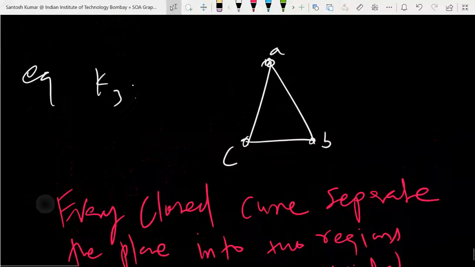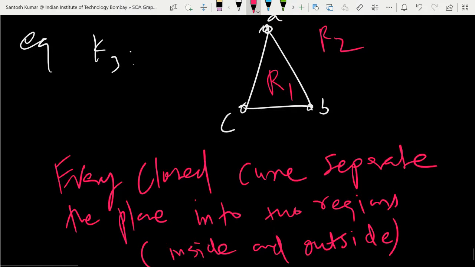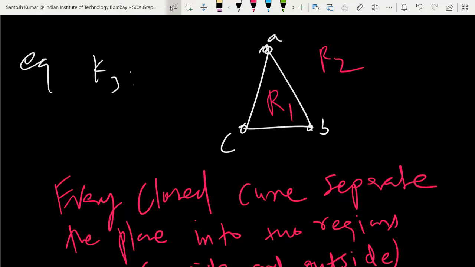So in K3, one region is this R1 and the other region is outside. You can take any region outside this triangle and call it R2. R2 is any region outside this circle. So every closed curve divides the plane into two regions, one inside and the other outside. Outside is actually all the part of the plane except the inside. So this portion also comes in R2. R2 is the second region.